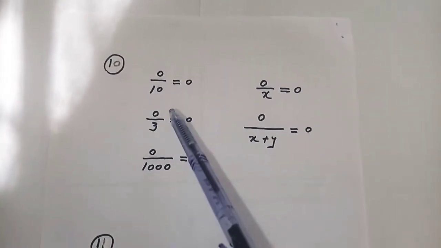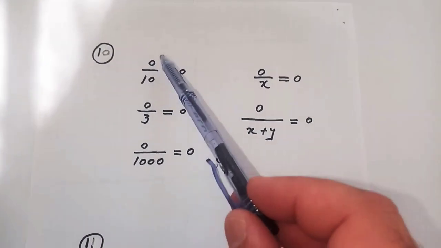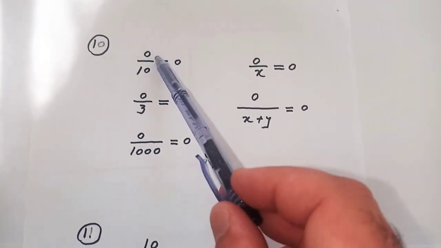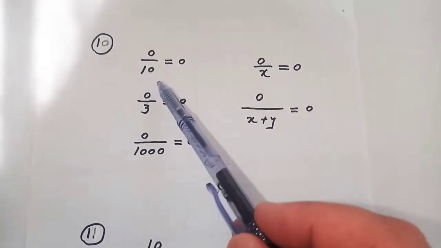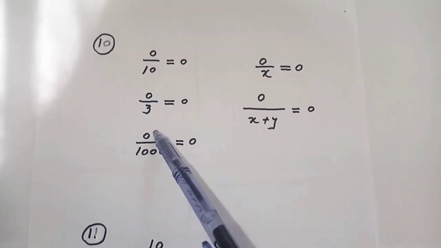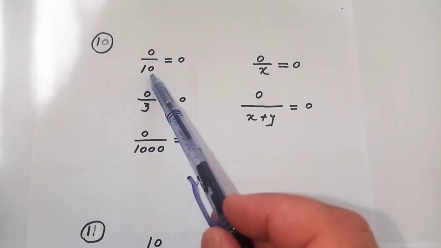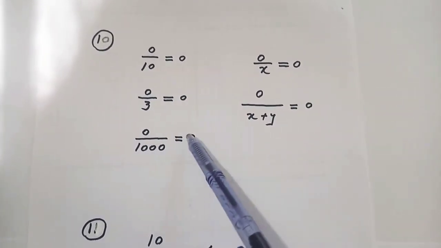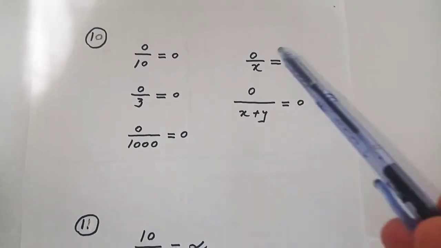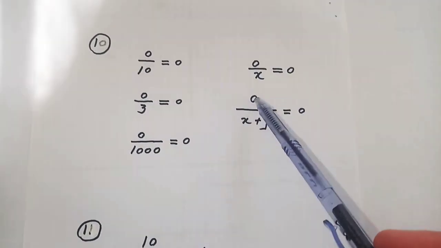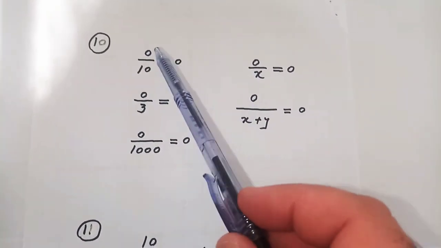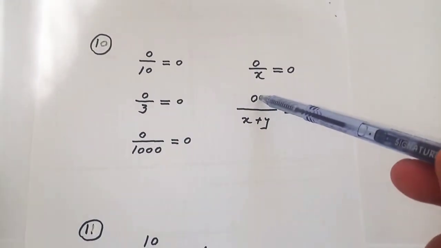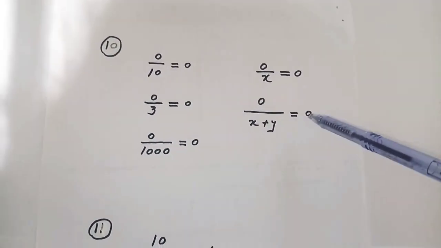Next point, if the numerator of a number is 0, then the answer is 0. For example, 0 power 10 is 0. 0 power 3 is 0. 0 power 1000 is 0. 0 divided by 10 is 0. 0 divided by 3 is 0. 0 divided by 1000 is 0. And 0 divided by x is 0. 0 divided by x plus y is 0. So if the numerator is 0, then the answer is 0.